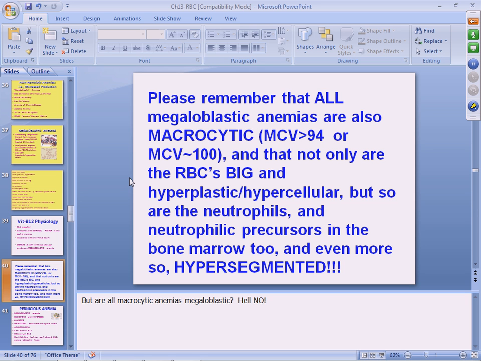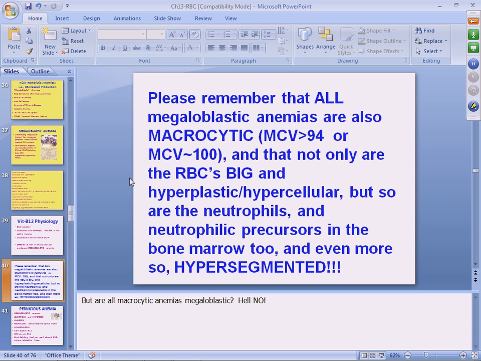Now I know what you're thinking. You're thinking, well, maybe you can have macrocytosis without having megaloblastic changes in your marrow. And the answer to that is hell yes. I could probably think of 3 or 4 more reasons why you can have red cells that are bigger than normal but not have a megaloblastic anemia. But let's forget about those for now.